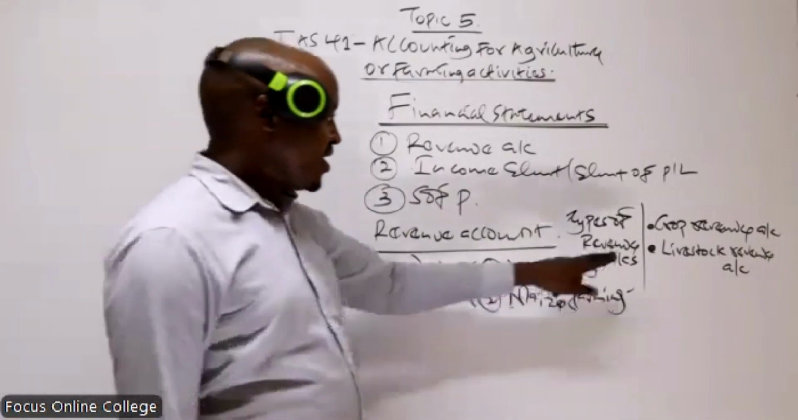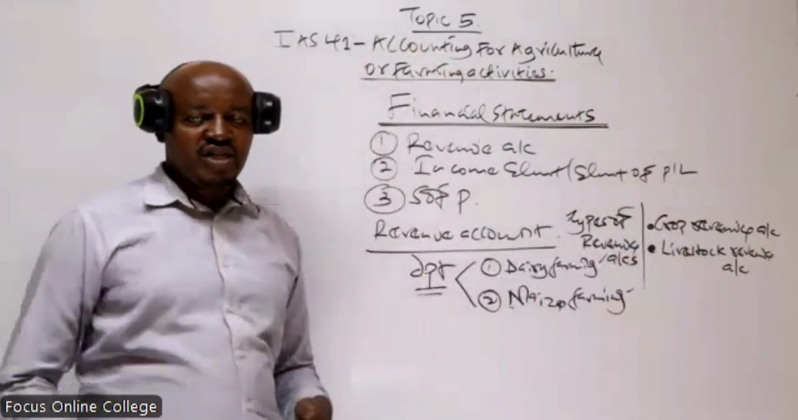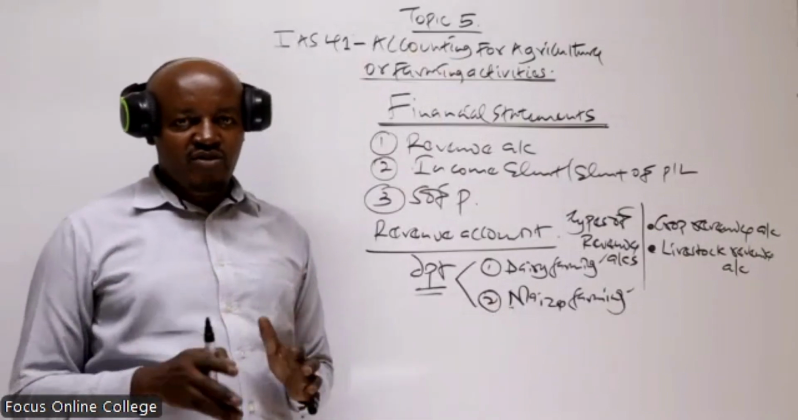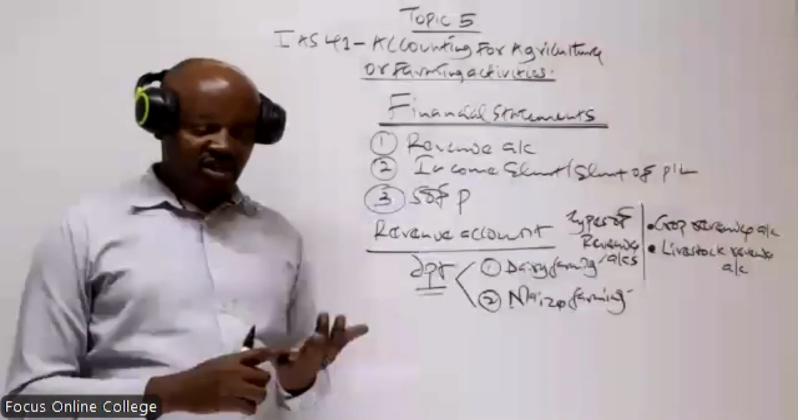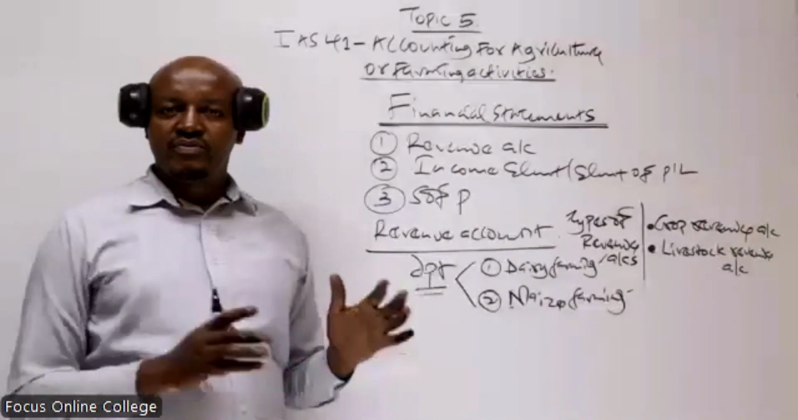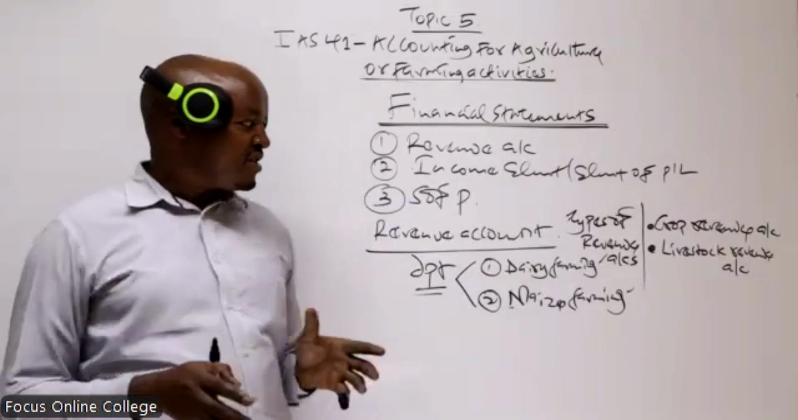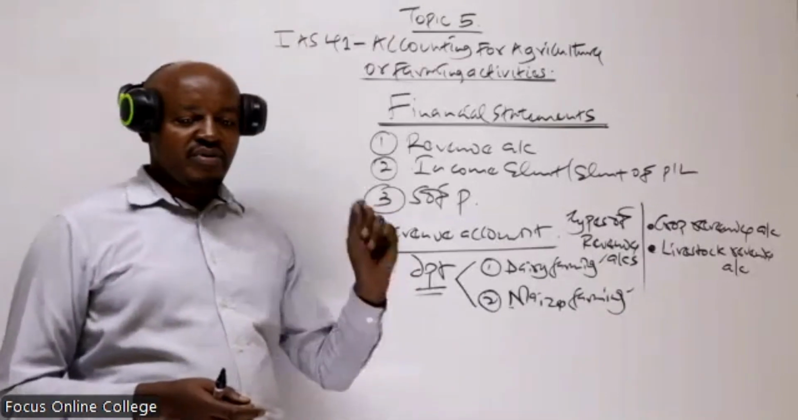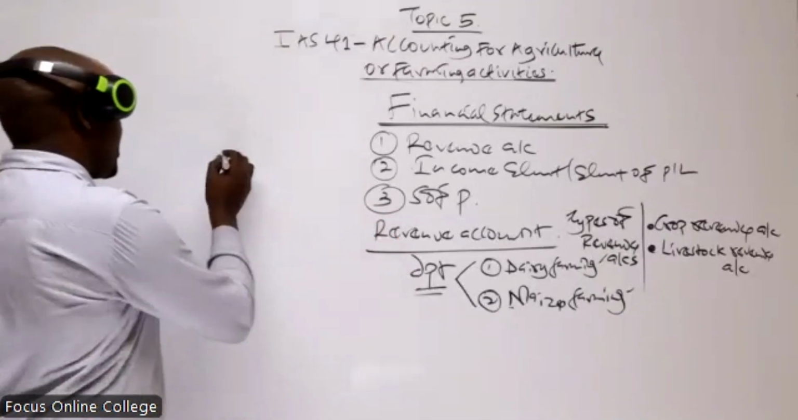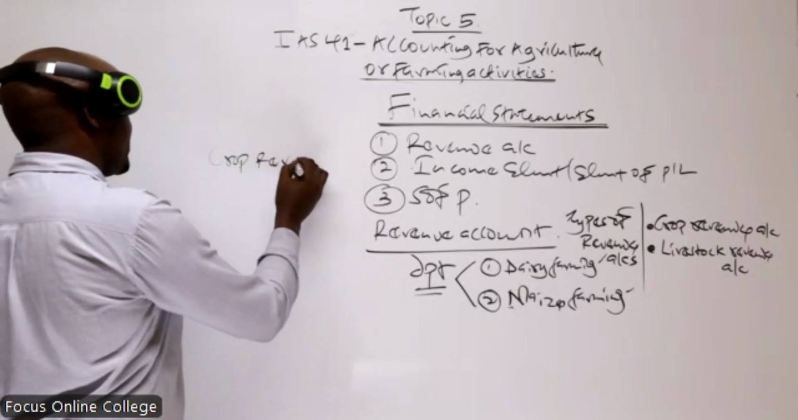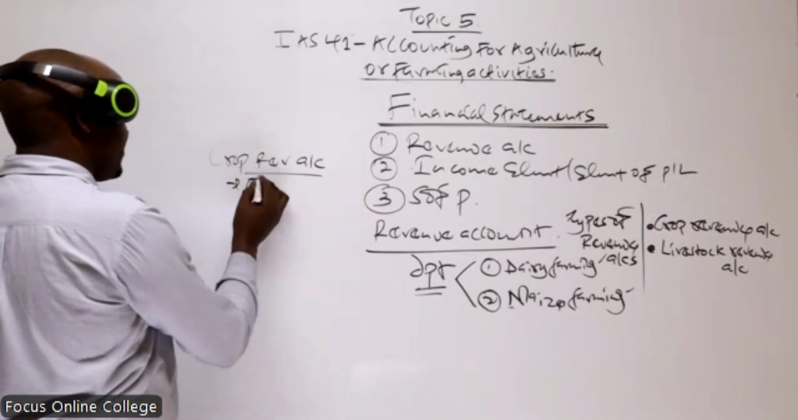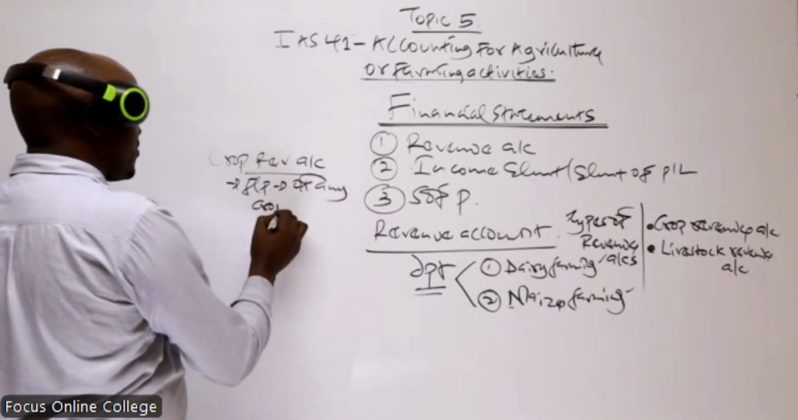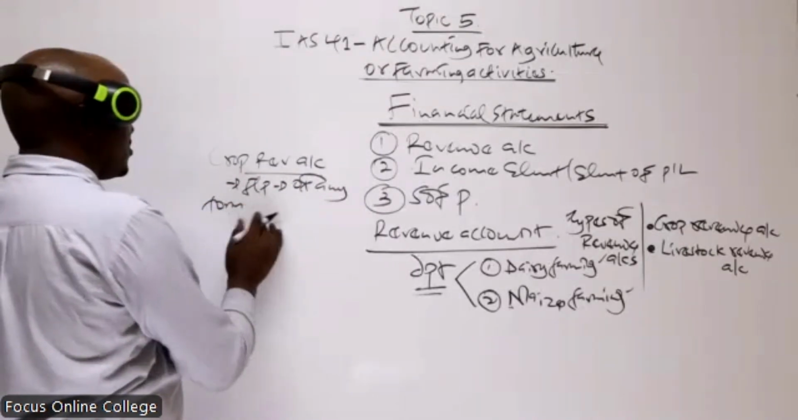Now, the crop revenue account is a revenue account which is prepared to determine the performance of any form of crop farming. So a farmer may be involved in maize farming. Maize farming is a type of crop farming. A farmer may be involved in bean farming. So he must prepare something called the crop revenue account, which is prepared to determine the financial performance of any form of crop farming.